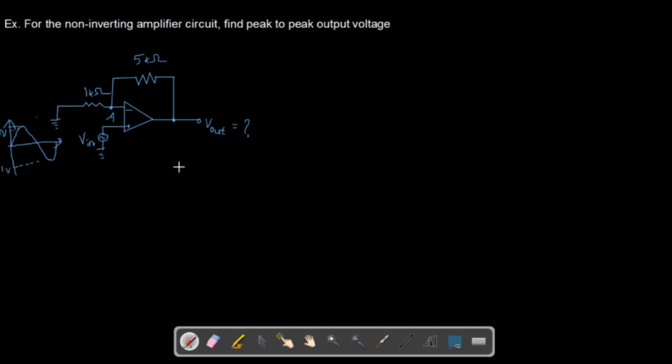So what I'd like to suggest is all of you just practice it. I hope you can actually do the calculation. It's just like before, only the working formula changes. It's 1 plus Rf divided by Ri.